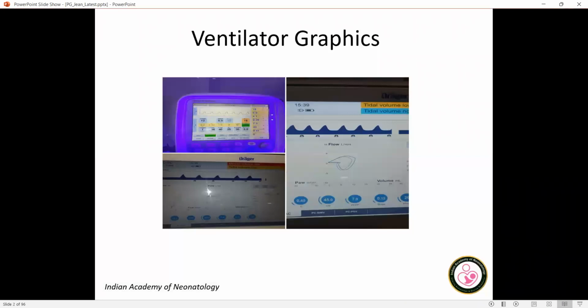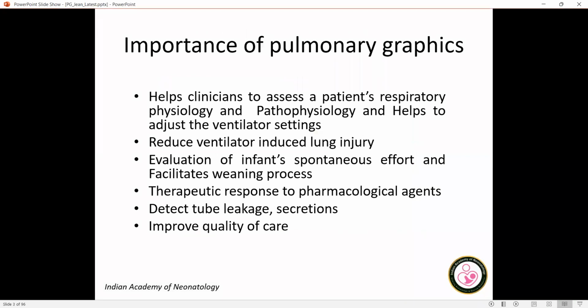So these are the usual ventilator graphs which we are using in our unit. The importance of pulmonary graphics is, one, it will help the clinician to assess the patient's respiratory physiology and pathophysiology, and also helps to optimize the ventilator settings. It will reduce ventilator-induced lung injuries. It will help in evaluating the infant's spontaneous respiratory efforts and facilitating the weaning process. It will also help to assess the therapeutic response to pharmacological agents. It will also help in detecting tube leakage and secretions and prevent disastrous consequences. And it helps in improving the quality of care.